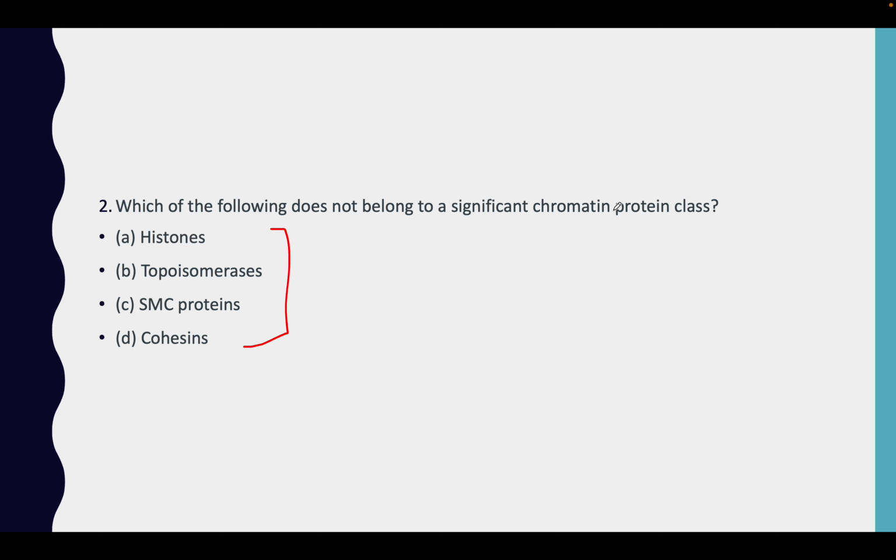Which of the following does not belong to a significant chromatin protein class? It is cohesins. SMC family of proteins include cohesins.